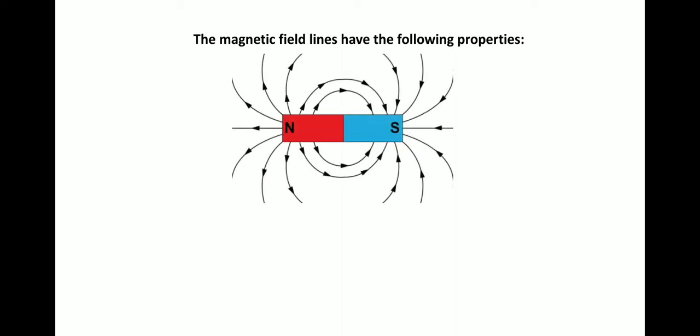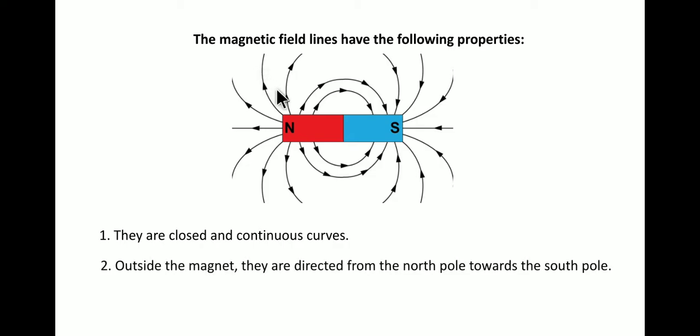Welcome class 9. Today we will learn about the properties of magnetic field lines. The magnetic field lines have the following properties. Here you can see the picture where the magnetic lines are coming out of the North Pole and going towards the South Pole. So the magnetic field lines are closed and continuous curves.